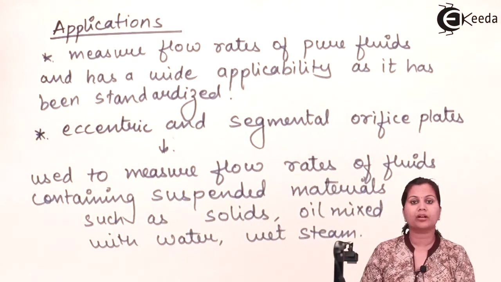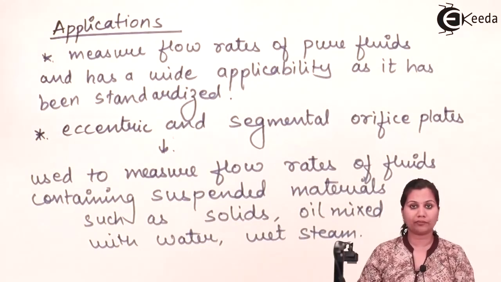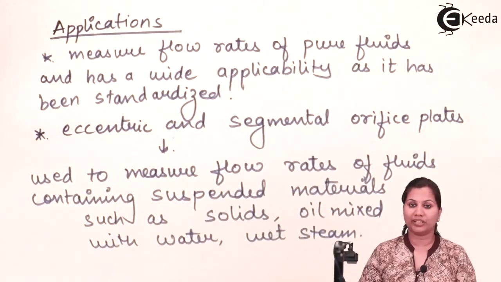So in this video, we studied about the flow rate measuring device known as the orifice plate, which is also known as the obstruction meter or restriction meter. Here we studied its construction, its principle of working. We saw its working with the help of a diagram. Then we studied its advantages, disadvantages along with its applications. So I hope that this topic is now clear to you.